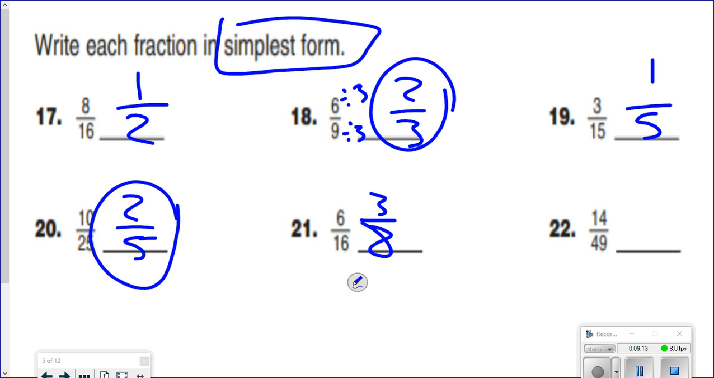Ooh, this last one. That might be in simplest form. 14 over 49. One's even, one's odd. 49 seems like a number we can't break apart very easily.